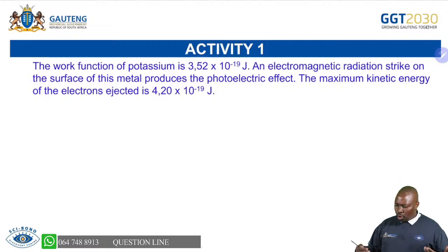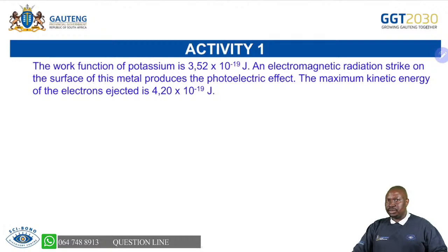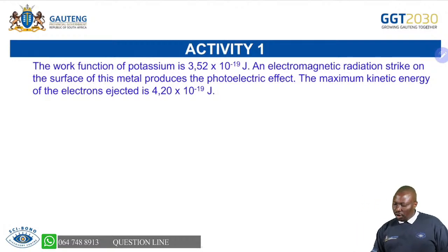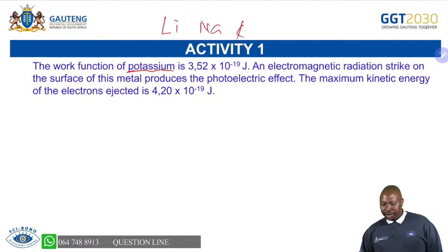Now we're going to do previous questions and see what type of questions we have to deal with here. Now we are saying the work function of potassium. This is a group 1 metal. Remember, in group 1 we have what I refer to as LINAC, which is your lithium, sodium, and potassium. So those are group 1 elements. So they are metals. It has a work function. So we're given potassium.